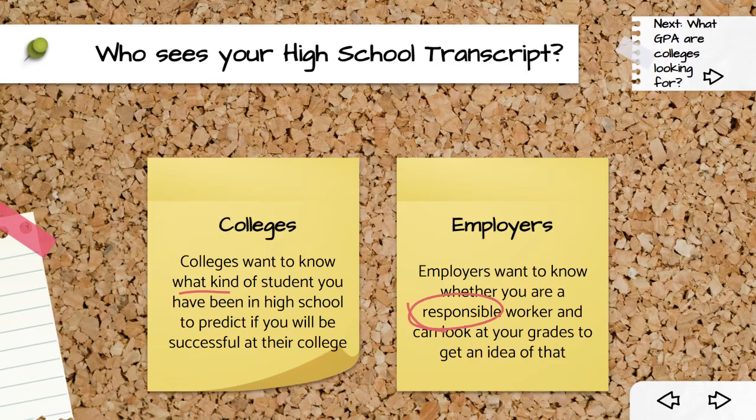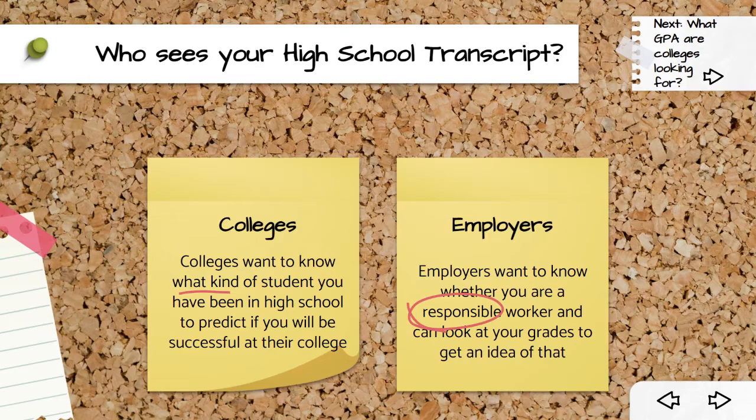Employers look at them because they want to know whether you're a responsible worker or not. Also, scholarship committees will look at them and say, hey, does this person have a grade point average that matches up with the scholarship that we're trying to give?